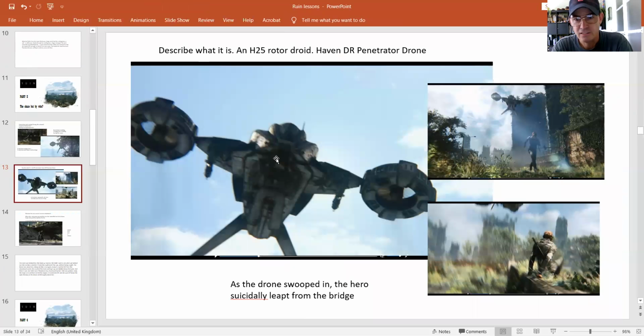Then suddenly this thing emerges, doesn't it? You have a little bit of fun here. Describe what it is. I know there's a couple of daft ideas. It's an H-25 rotor droid. I don't know, just made it up. Or it's a Haven DR penetrator drone. I don't know why you have to say that in an American voice, but maybe it helps. So yeah, just have a little bit of fun there.